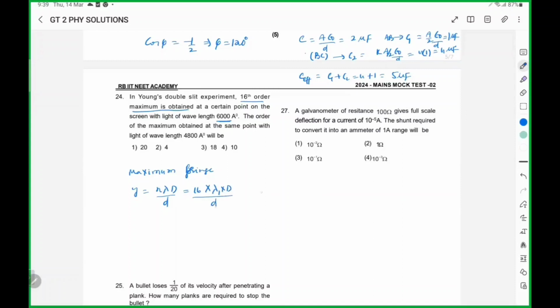Now the slit width is not changed. The distance between slit and screen is not changed. The order of maximum obtained at the same point means y will be the same. Order we don't know, but lambda is changed to lambda 2 without changing capital D and small d. So 16 lambda 1 capital D by d is n lambda 2 D by d. So n here is 16 lambda 1, 6000, by lambda 2, which is 4n.